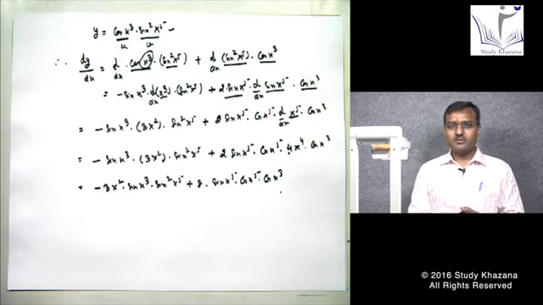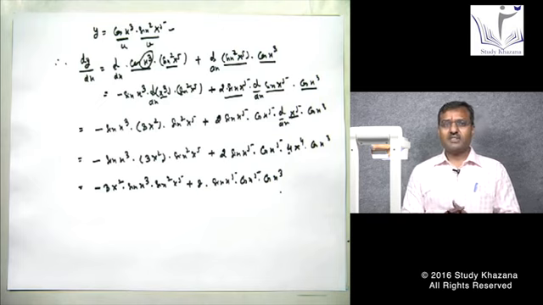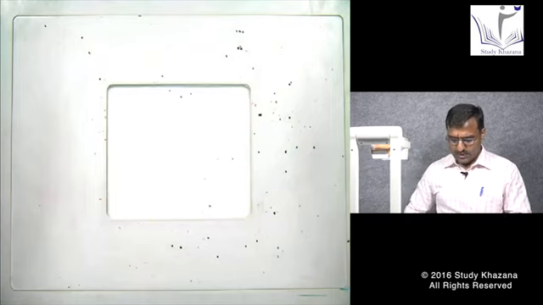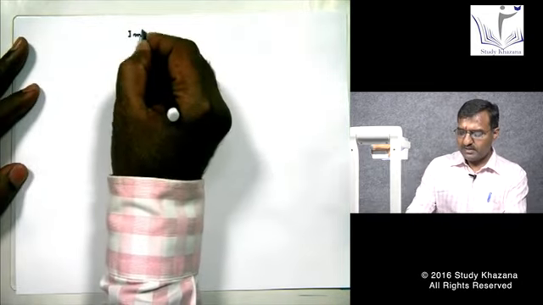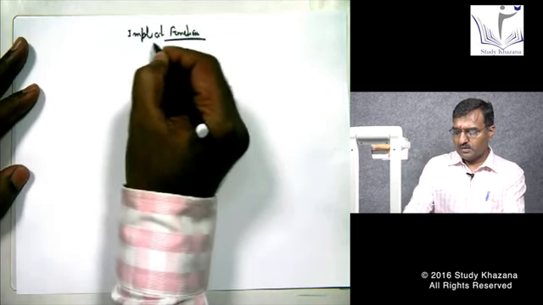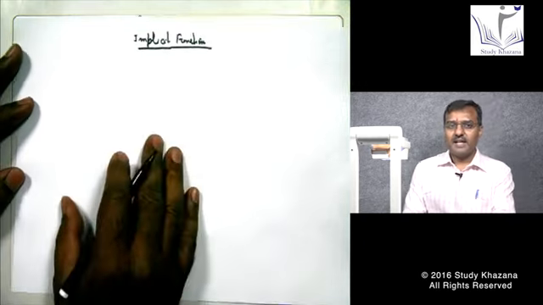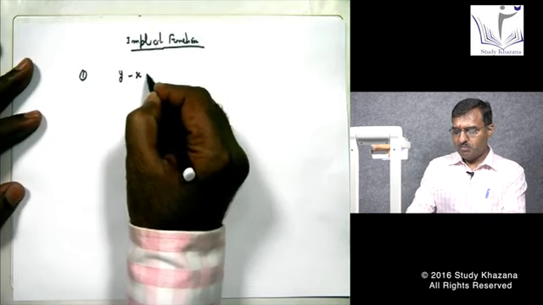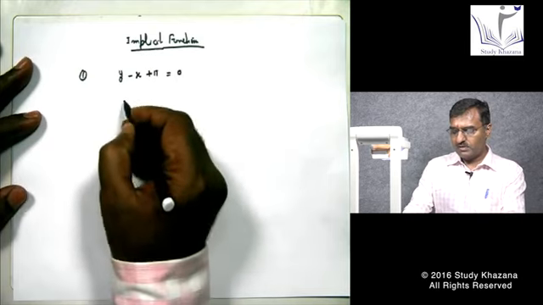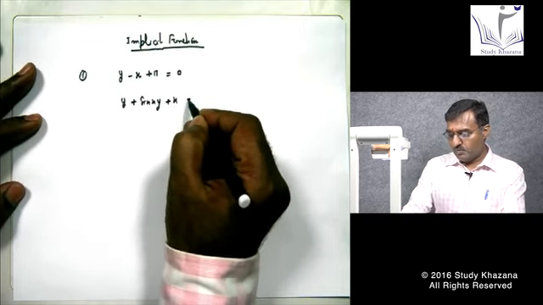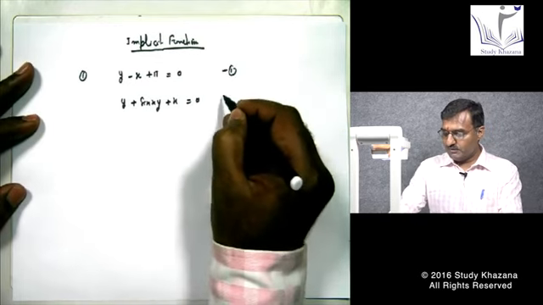Now we are going to take the derivative of another type of functions that are known as implicit functions. Now what is an implicit function? I can simply explain this by taking two examples. Say, if I write like this: y minus x plus 5 equal to 0, and y plus sin xy plus x equal to 0.